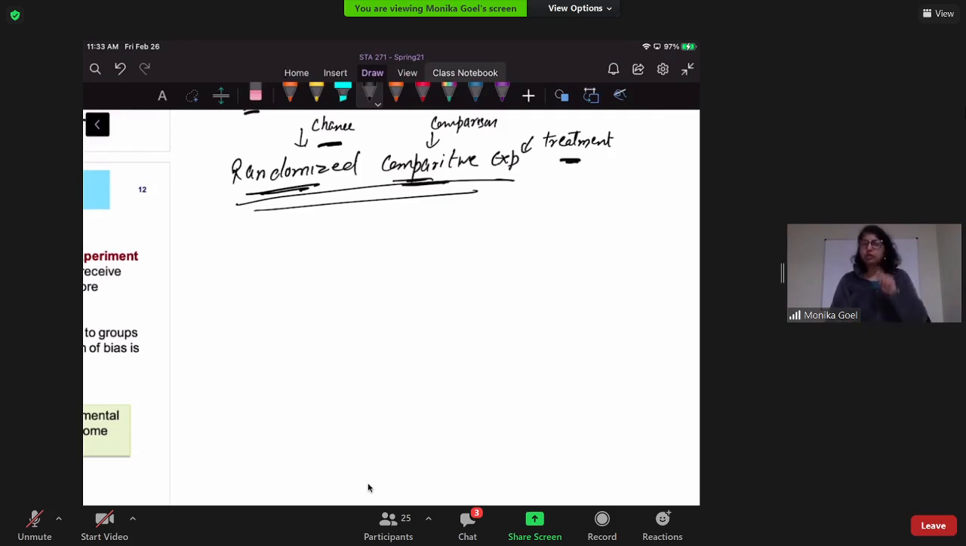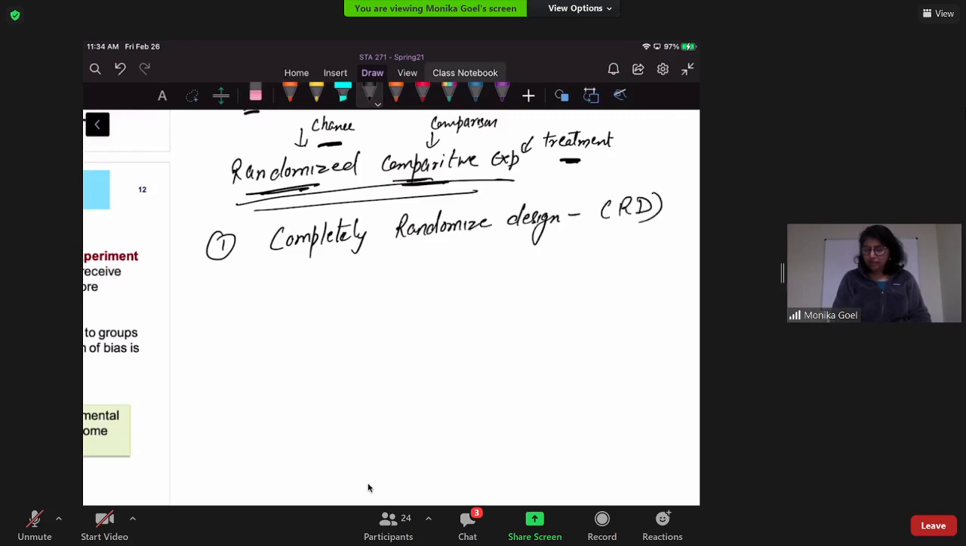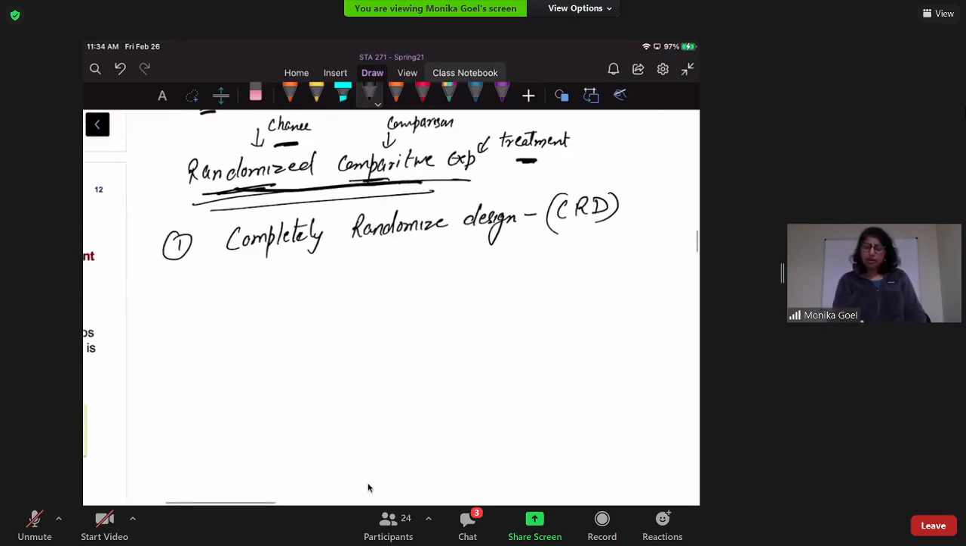So when we talk about randomized comparative experiment, we are talking about the chance process to get the sample, and the treatment will be applied to that sample and then we compare the results. So first one is your completely randomized design. When we are talking about completely randomized design, we can also write it as CRD.